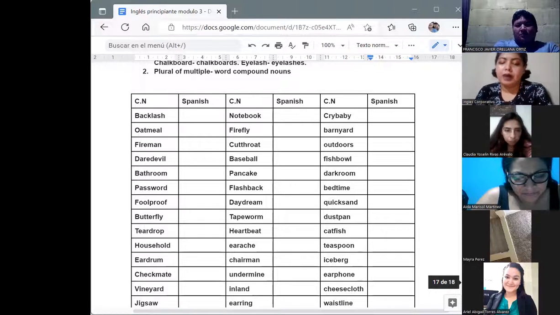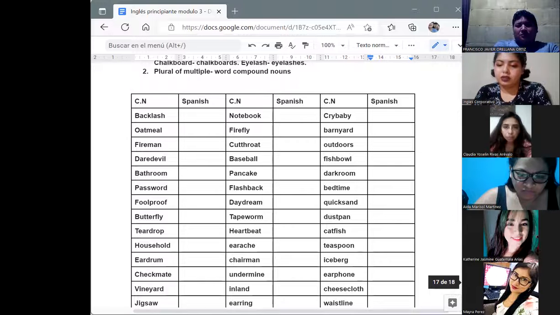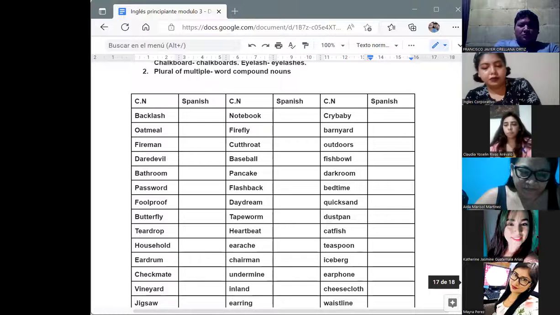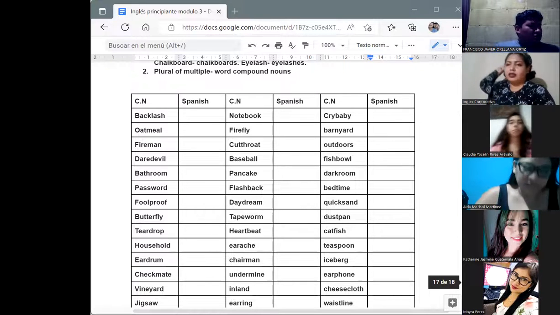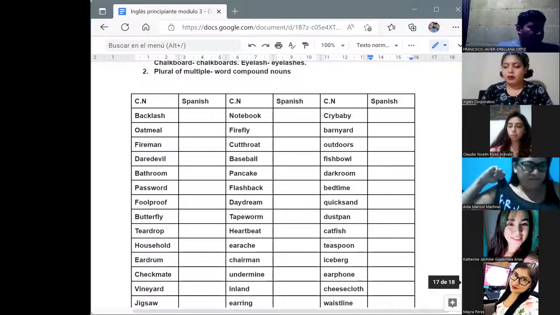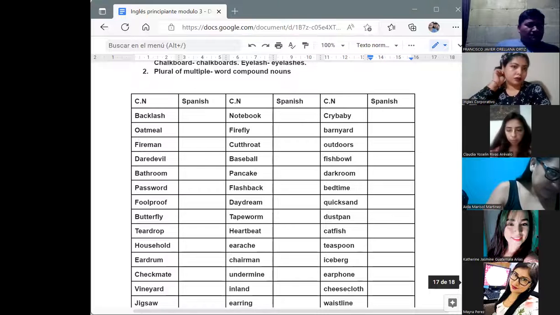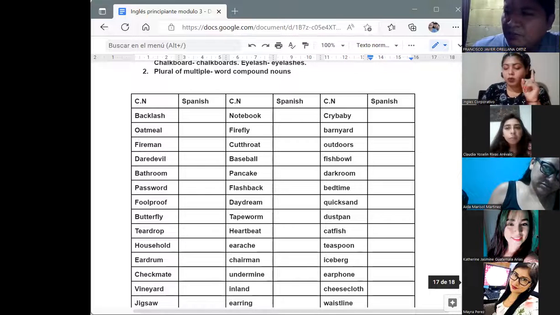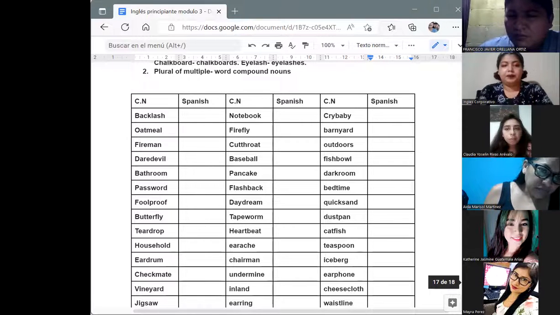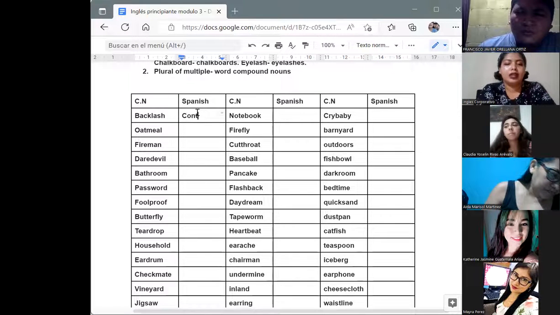backlash. Who knows what is the meaning of backlash? Reacción. Sí. No. Backlash. Back es como de atrás. En ese caso no sería como algo que esté atrás, sino algo que se regresa. Backlash. Okay, in this case we have different meanings, but we are going to use one. En este podemos utilizar contragolpe o un contraataque. Backlash. Contragolpe.